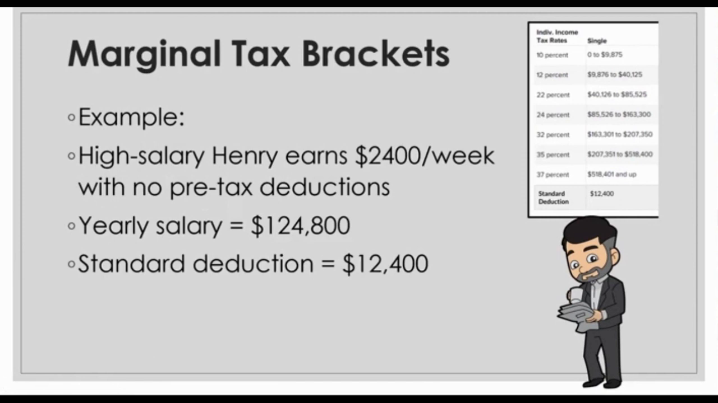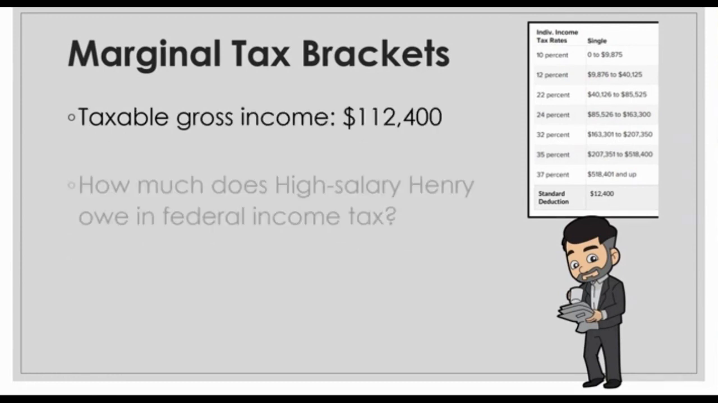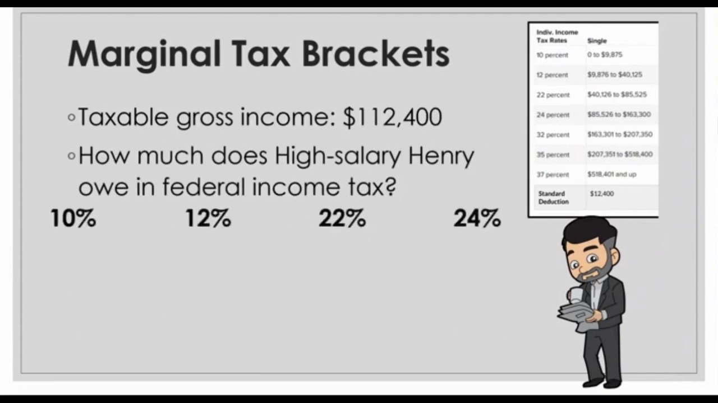So we subtract that 12,400 from his salary, and we get a taxable income of 112,400. Right, 124,800 minus 12,400, we're down to 112,400. If we look at this tax table, 112,000 gets us right in this 24% range. But again, that doesn't mean that he's actually paying 24% in taxes, because he's already got 12,000 that wasn't taxed at all. So we need to break his income up into the various different brackets.